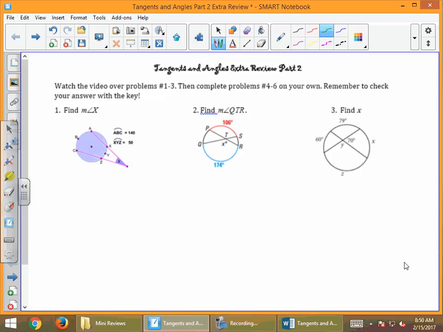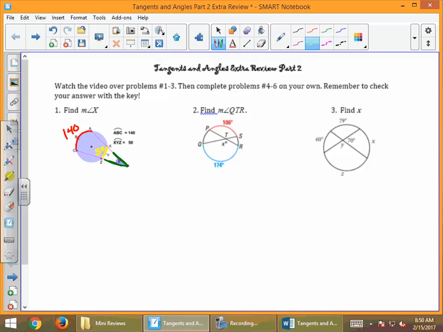We want to find the measure of angle x, which is this angle right here. So you have to ask yourself in a situation like this: is the angle on the inside or the outside? In our case, the angle's on the outside. So when that happens, you have to take the big arc, which they said was ABC, this red arc right there, which is 140, and subtract it from the small arc, which is the yellow arc right there, which they said was 50.